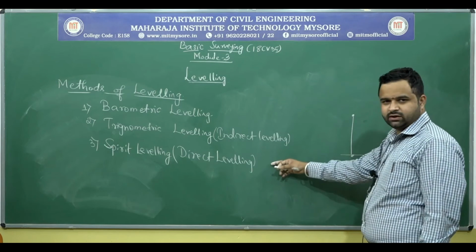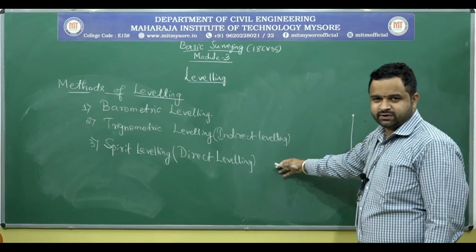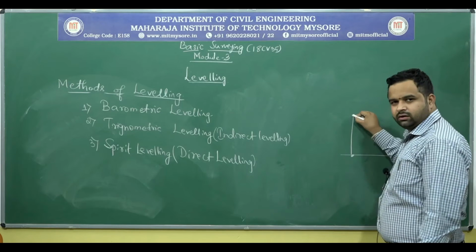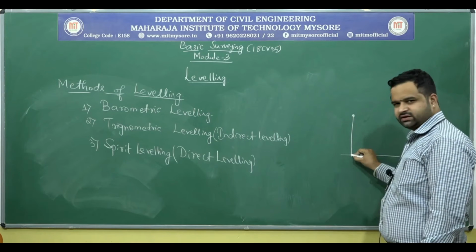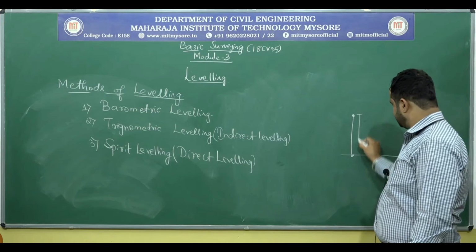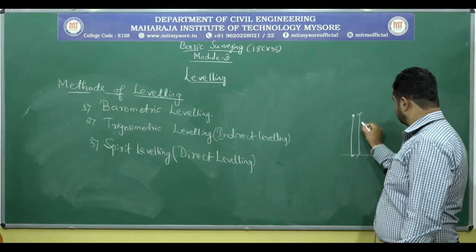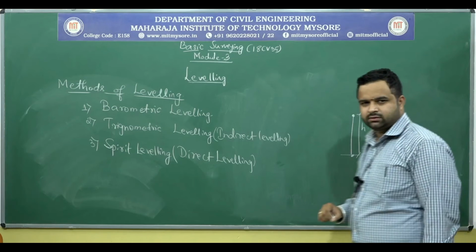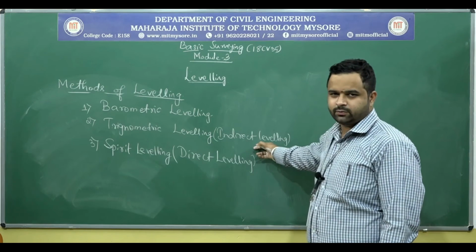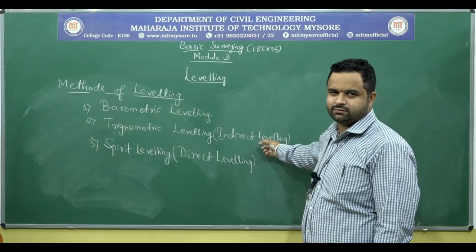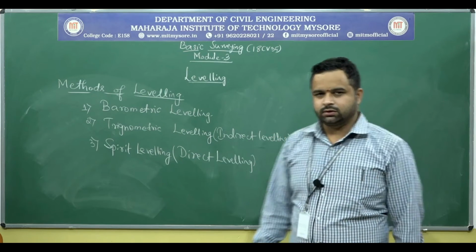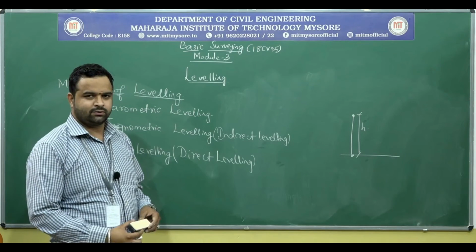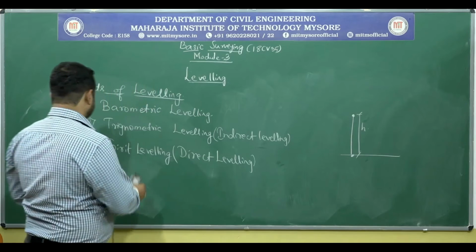In this particular method, by making use of spirit leveling, that is direct leveling, we can determine the elevation of this point by considering this. So easily here the h can be determined, right. This was not the case in trigonometric leveling, where we had to make use of some trigonometric function. Fine, I hope you have understood the methods of leveling. Now let us move on to the next topic.